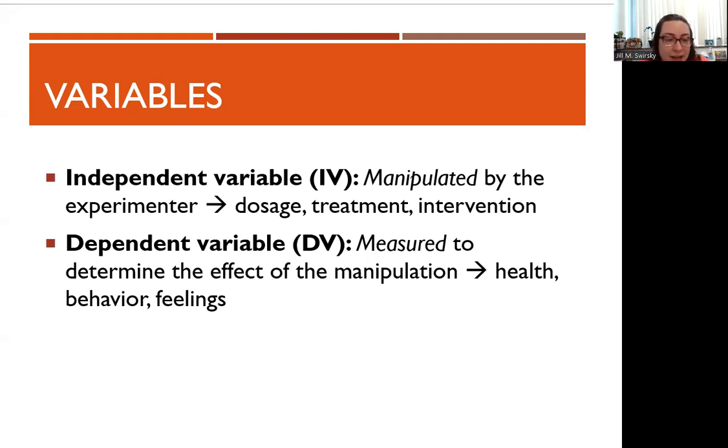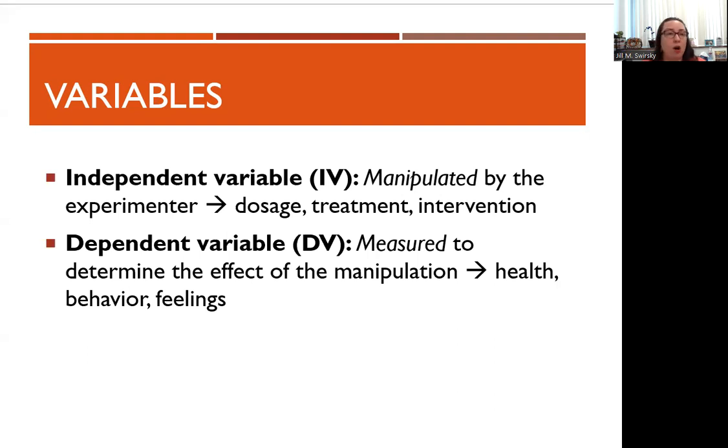We don't do anything to the dependent variable. As the researchers, our job is not to touch the dependent variable. What we do is we change the independent variable and then we check the dependent variable to see if that change in the independent variable resulted in any change to the dependent variable. Basically, the DV is not manipulated. It is just measured to determine the effects of the manipulation. Some common dependent variables are things like health, behavior, feelings.